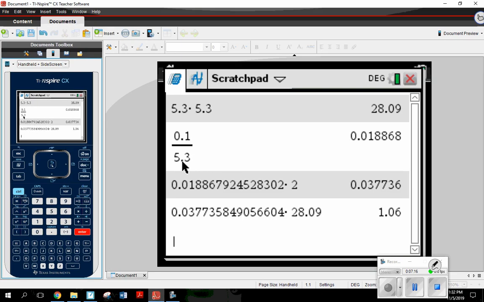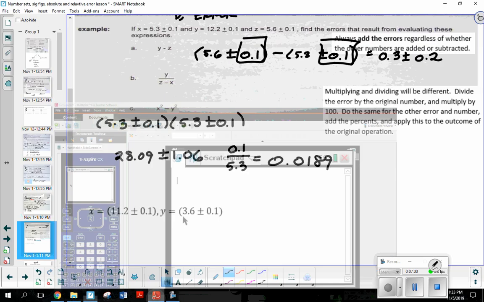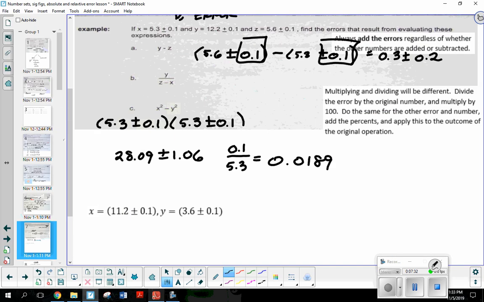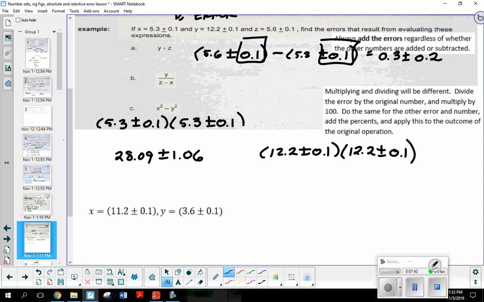Now, what I'm going to have you do, I want you to try the same thing with y squared. Okay, so I want to multiply y times y. All right, we're going to run through the same steps. Let me go ahead and set this up. What was y again? 12.2 plus or minus 0.1. There we go.